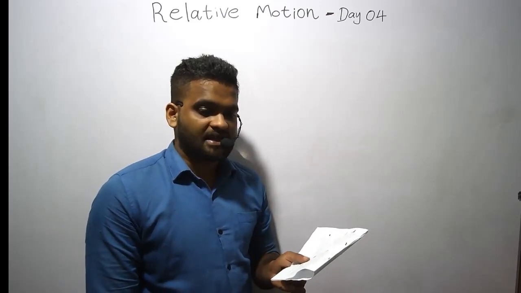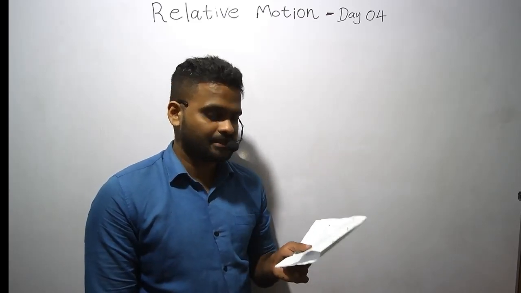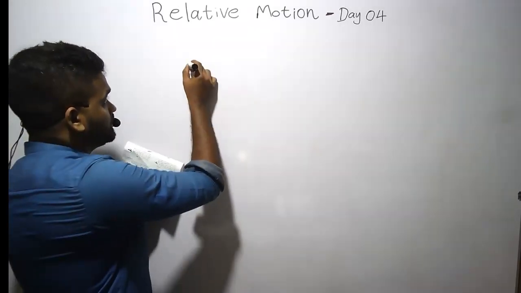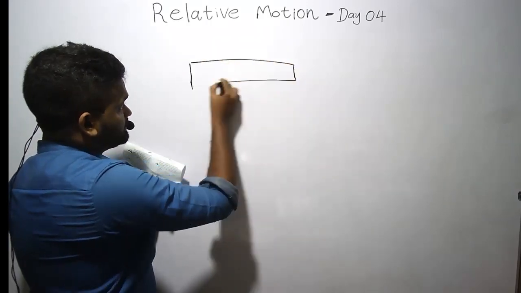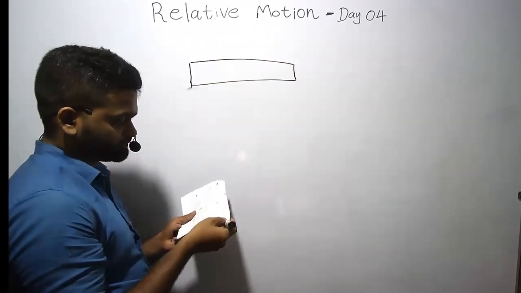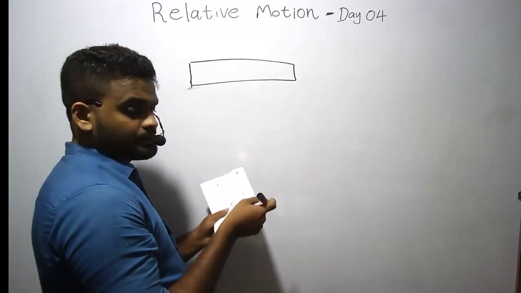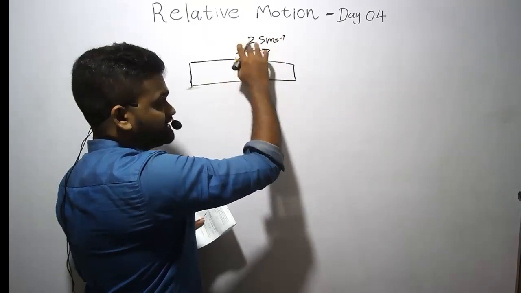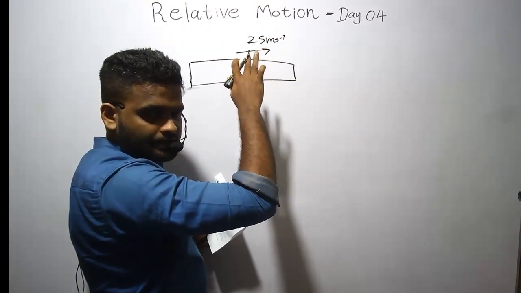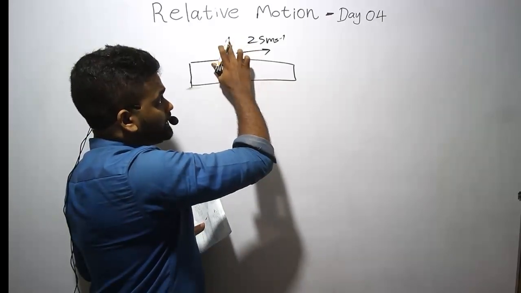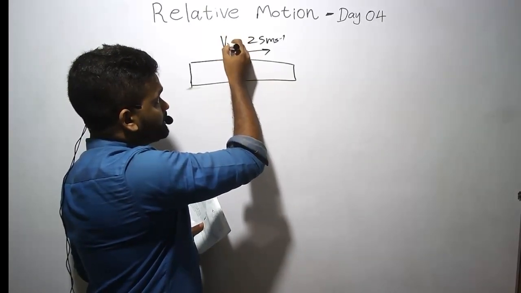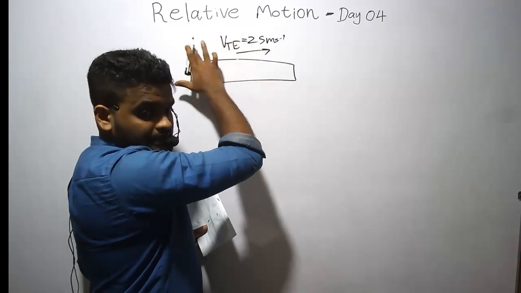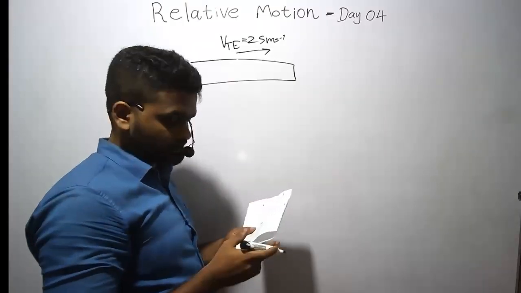Take passenger as P, train as T, earth as E. So here you have the train. Train is moving 25 meters per second. Obviously, it is just velocity. This is relative to Earth, right? Relative to Earth, velocity of the train is 25 meters per second. The train's velocity is obviously relative to Earth. Okay?